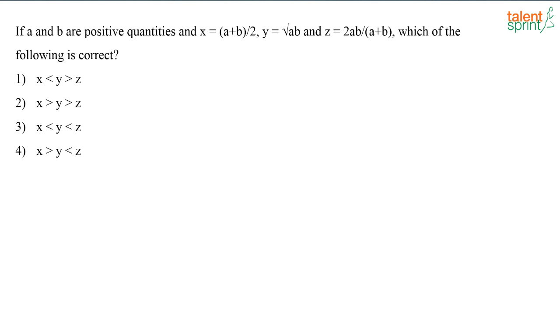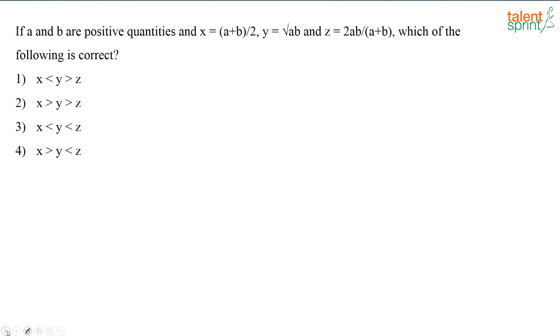If a and b are positive quantities and x is equal to a plus b by 2, y is equal to root of ab and z is equal to 2ab by a plus b, which of the following is correct?